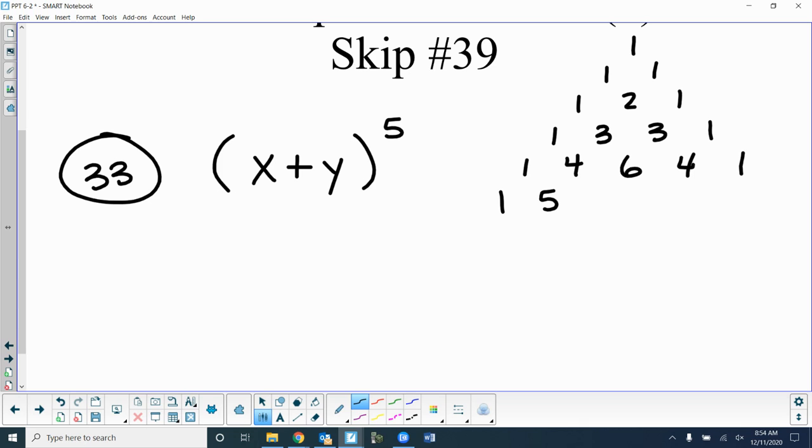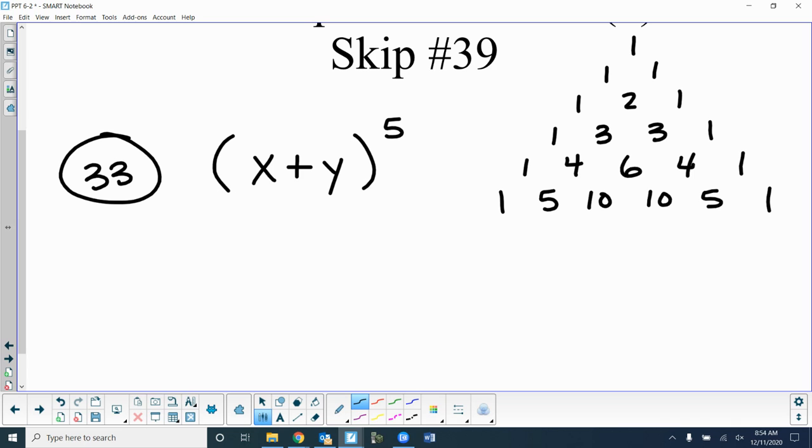1, and then 1 plus 4 is 5, 4 plus 6 is 10, 6 plus 4 is 10, 4 plus 1 is 5, 1. That's the one I want. This is to the fifth power, that's the one I want. The one that has the 1, 5.